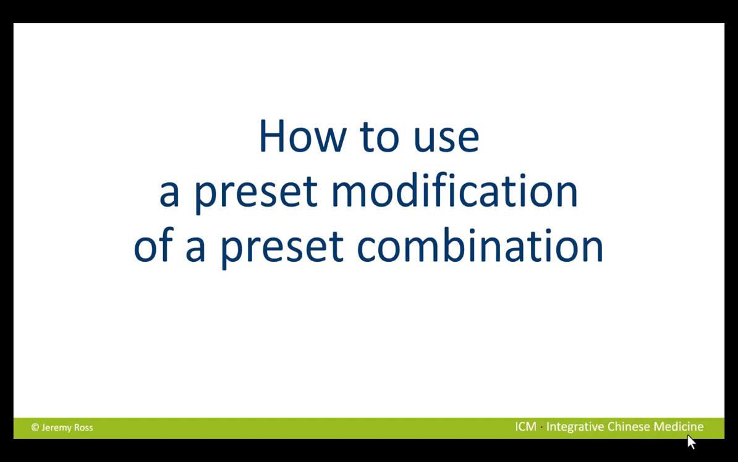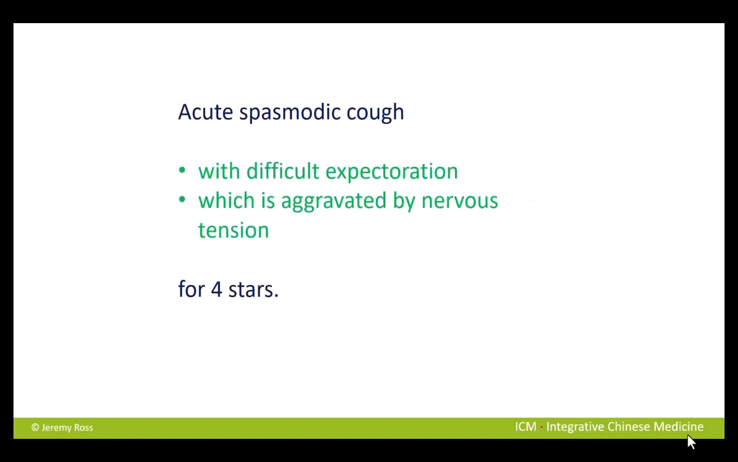In this video, I show you how to use a preset modification of a preset combination. So in this example, we treat a patient who has the following symptoms: acute spasmodic cough with difficult expectoration, which is aggravated by nervous tension, for 4-star rating.